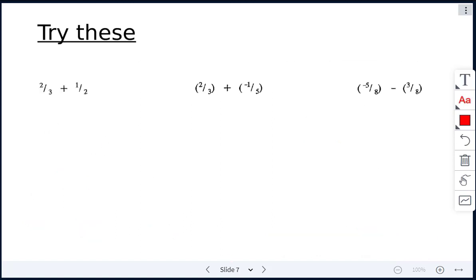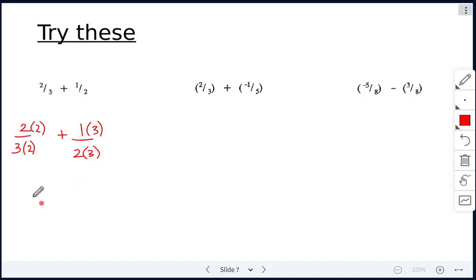So for the first example here, 2 over 3 plus 1 over 2, 3 and 2, we can use 6 as the common denominator. So 2 over 3. To get it to 6, we have to multiply that by 2. So therefore, we have to multiply the top by 2 as well. And then the 1 over 2, we have to multiply the denominator by 3 to put it to 6. So therefore, we have to multiply the numerator by 3 here as well.